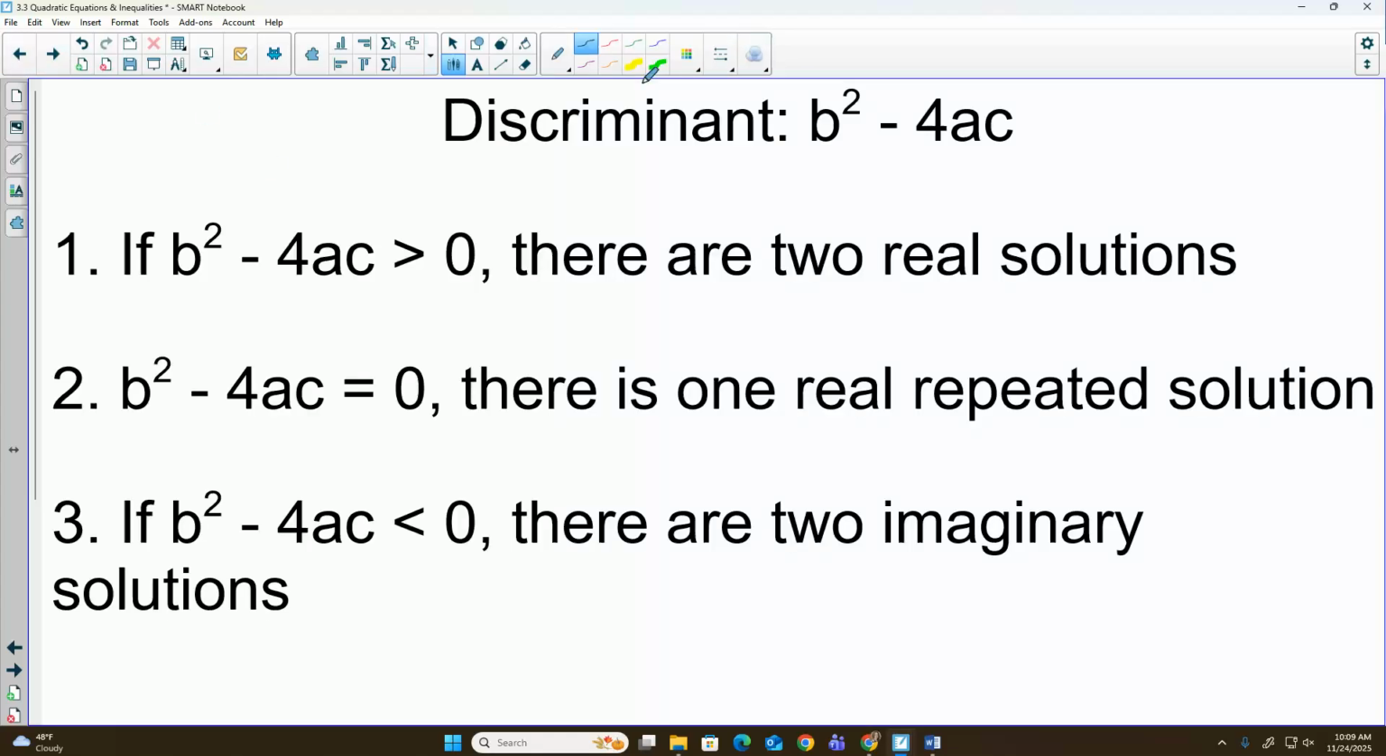So that's what's called the discriminant. It's just the thing under the square root, b squared minus 4ac. It doesn't even include the radical. If it's positive, you get 2 real solutions. If it's 0, you just get 1 repeated solution. I get the same thing twice. If it's negative, you get imaginaries.